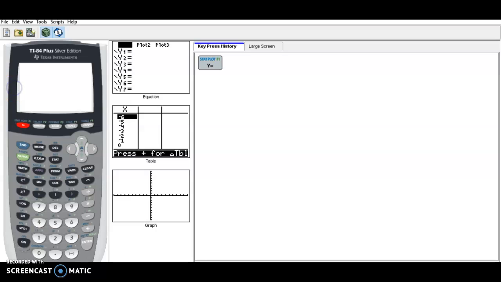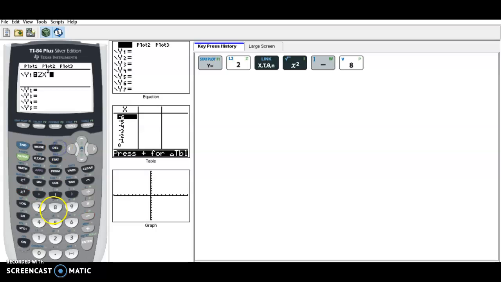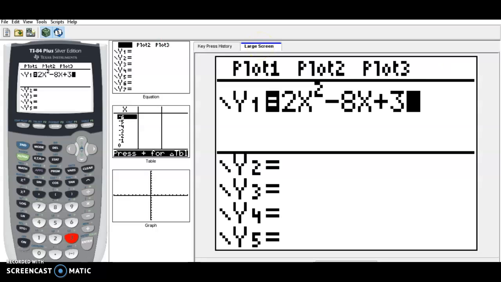So we go to y equals, and you enter the equation that you see, the variable button for x, and then you got to square it. And then we want to go -8x, and then plus 3. So there you have it. Whoops, large screen so you can see. So now that that is entered, go ahead and press second table.